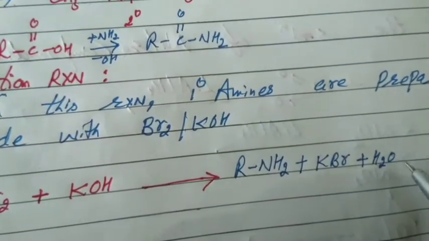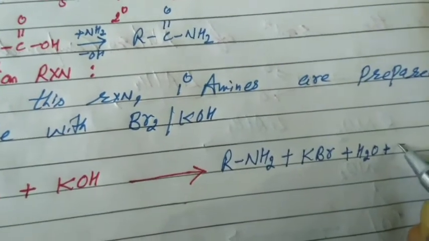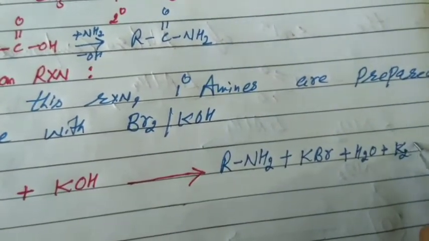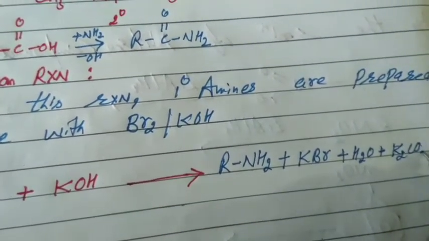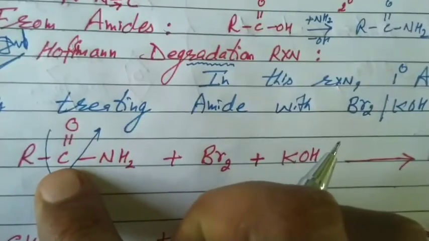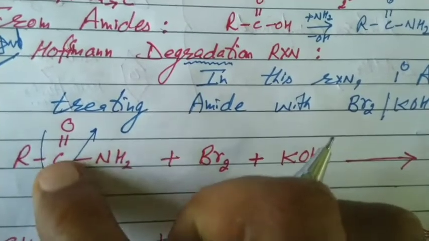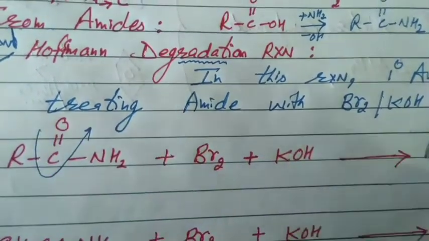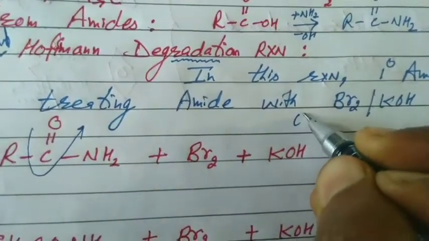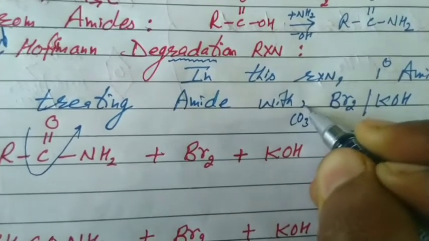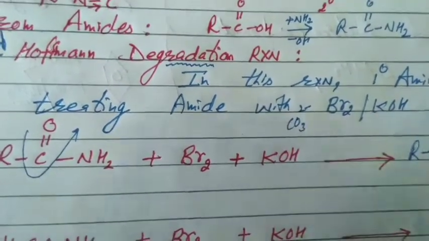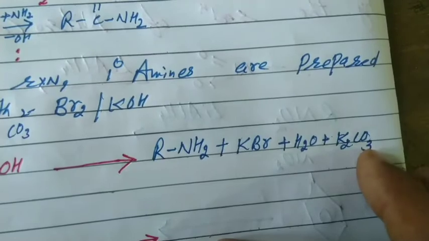And one more byproduct is formed. It is potassium carbonate, K2CO3. Students, what will happen? The carbonyl group eliminates from the parent amide. When it eliminates in alkaline medium, it changes to carbonate ion. It changes to carbonate ion, and definitely the metal will attach to it. So the resulting product is K2CO3.